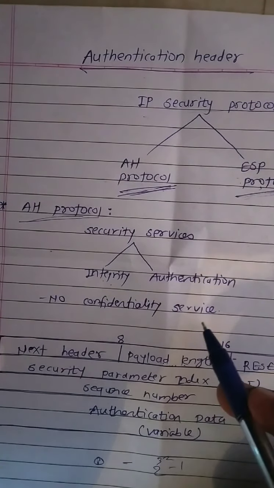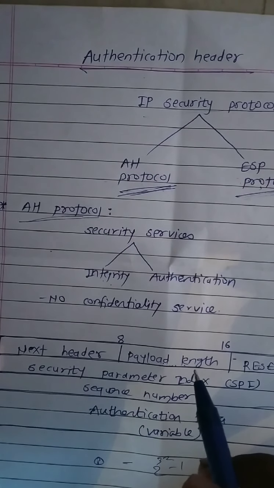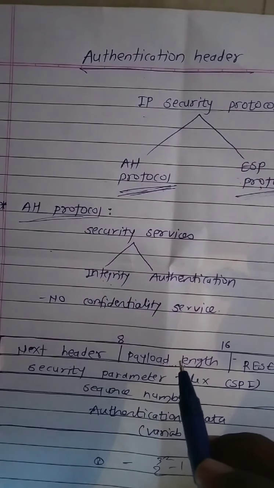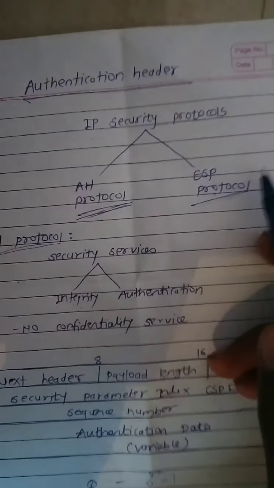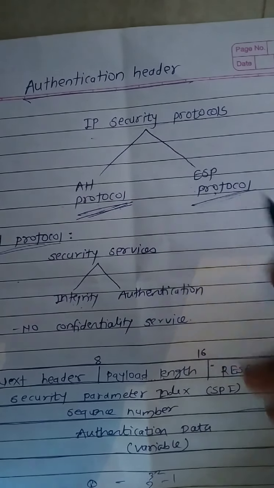There is no confidentiality service in case of AH protocol because there is no encryption technique involved and there is no application of the encryption algorithm. But in case of ESP protocol, confidentiality service is involved.